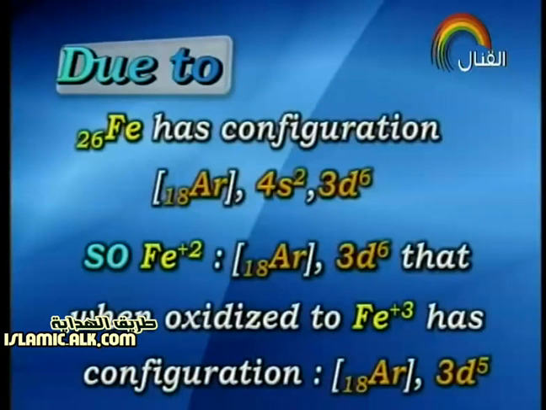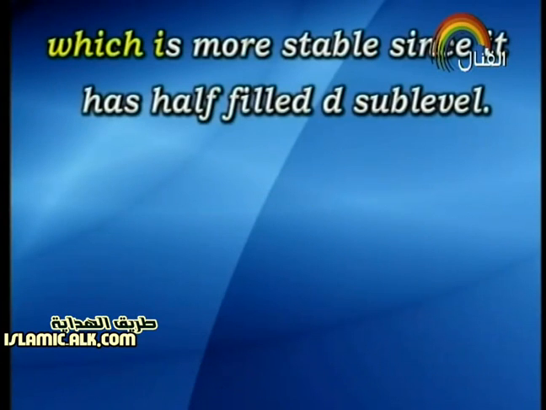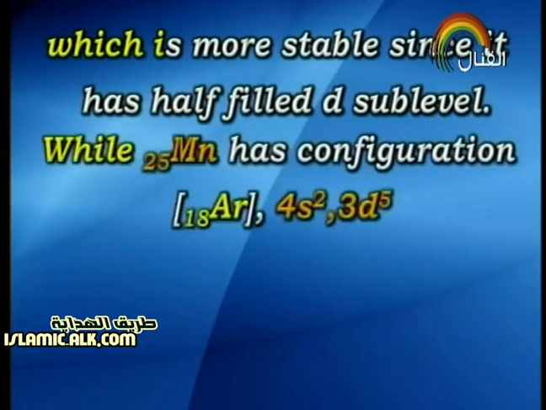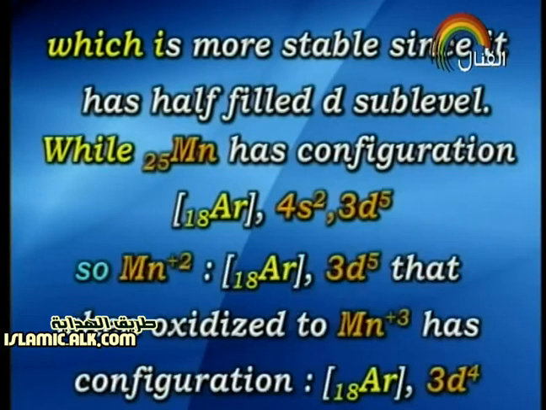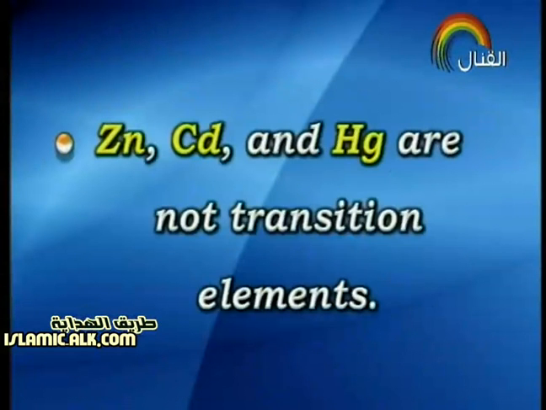The reason for that: iron has the configuration argon 18 4s2 3d6. So iron positive 2 has the configuration argon 18 3d6, which when oxidized to iron positive 3 has the configuration argon 18 3d5, which is more stable since it has a half-filled d sublevel. While manganese has the configuration argon 18 4s2 3d5, and so when manganese positive 2 is formed, the configuration is argon 18 3d5, which when oxidized to manganese positive 3 has the configuration argon 18 3d4, which means that it breaks the half-filled d sublevel.